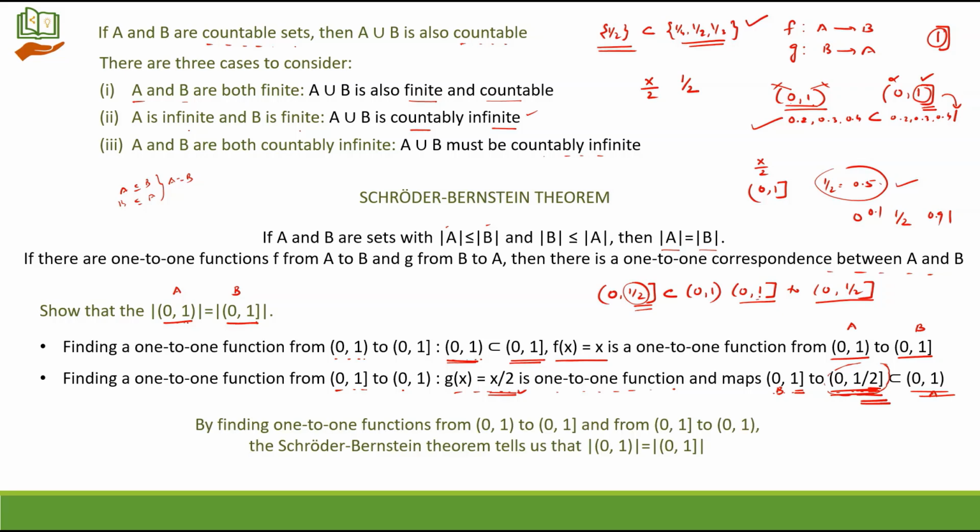By finding one-to-one functions from an open interval to a one-side closed interval and from a one-side closed interval to an open interval, the Schroder-Bernstein Theorem tells us that the cardinality of both sets will be equal to each other.